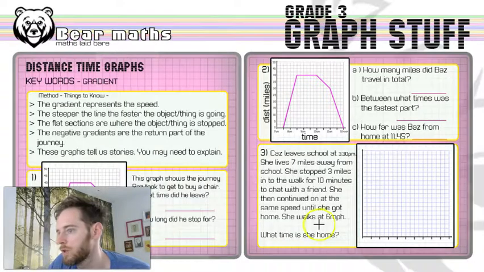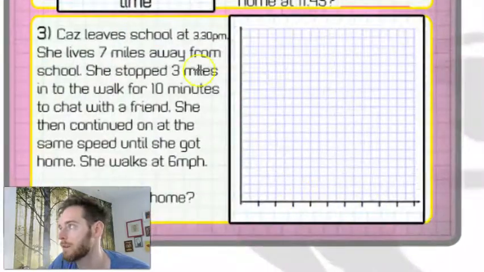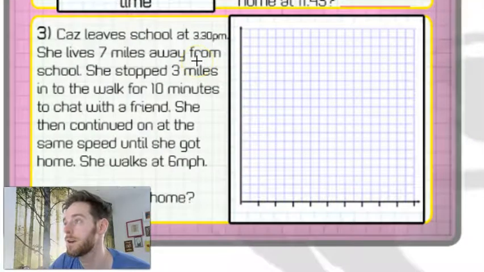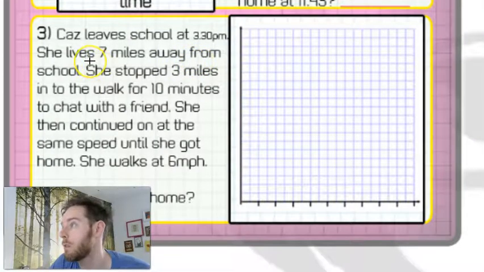Now the last question is about Kaz. Kaz leaves school at 3:30 p.m. She lives 7 miles away from the school. She stopped 3 miles into the walk for 10 minutes to chat with a friend. She then continued on at the same speed until she got home. She walks at 6 miles an hour. What time is she home?